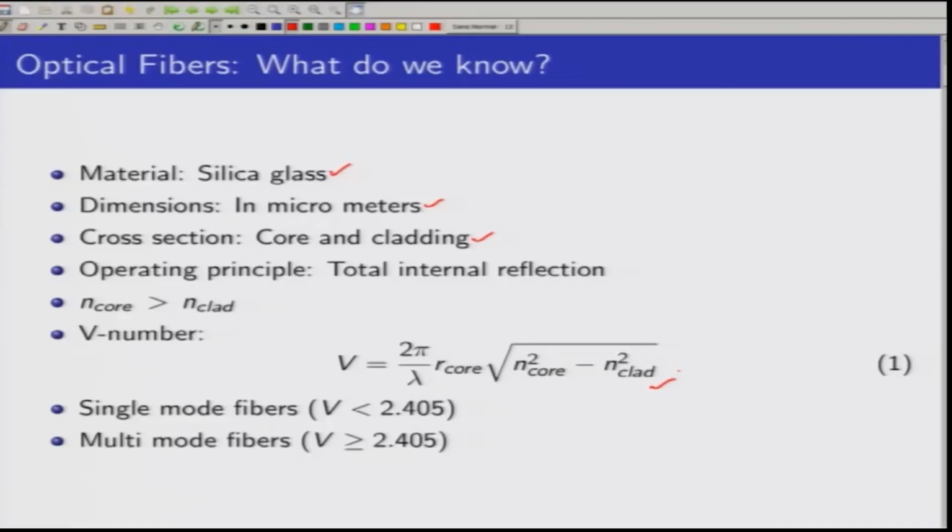These optical fibers are classified into two types, single mode fibers and multi-mode fibers. If the V number of the fiber is less than 2.405, it is called a single mode fiber. If it is greater than 2.405, it is called a multi-mode fiber. But what exactly are these modes? How do they look?